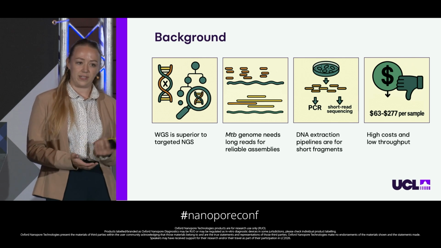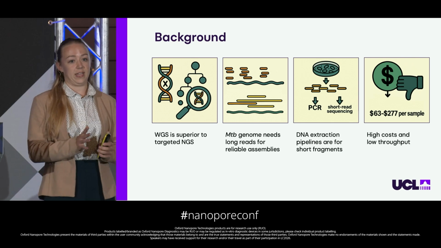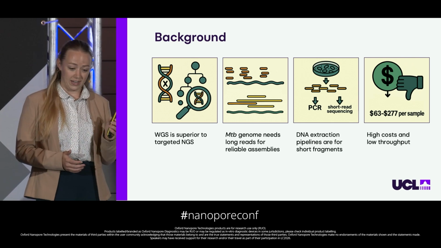Another barrier is the cost, and there's a wide range of costs reported. Even for targeted sequencing, this cost is really high. So our aim is to get cheap whole genome sequencing, and then we tick all the boxes, and at a high throughput.